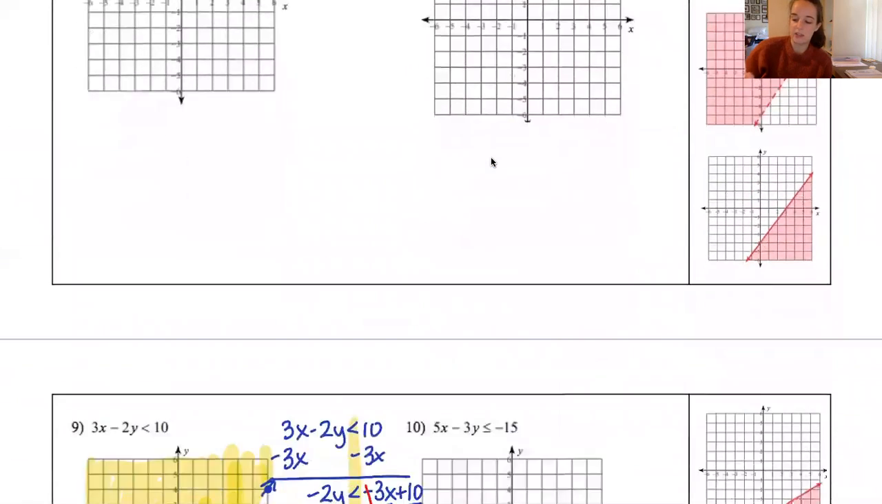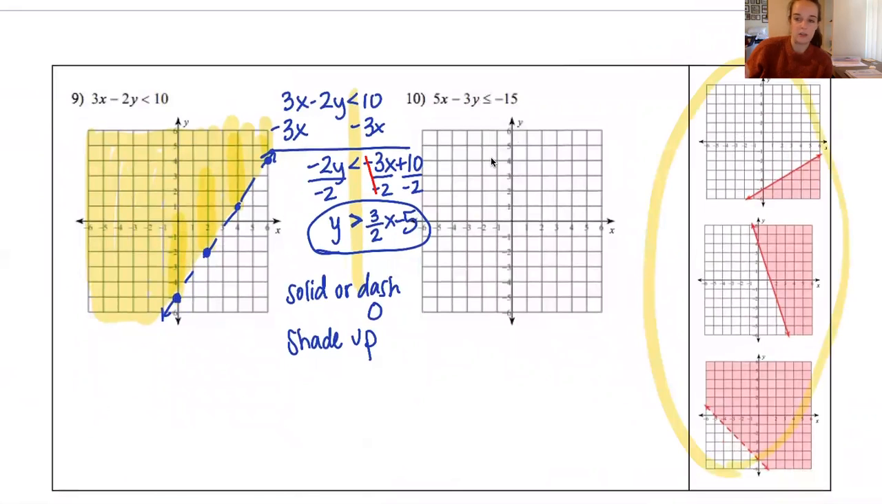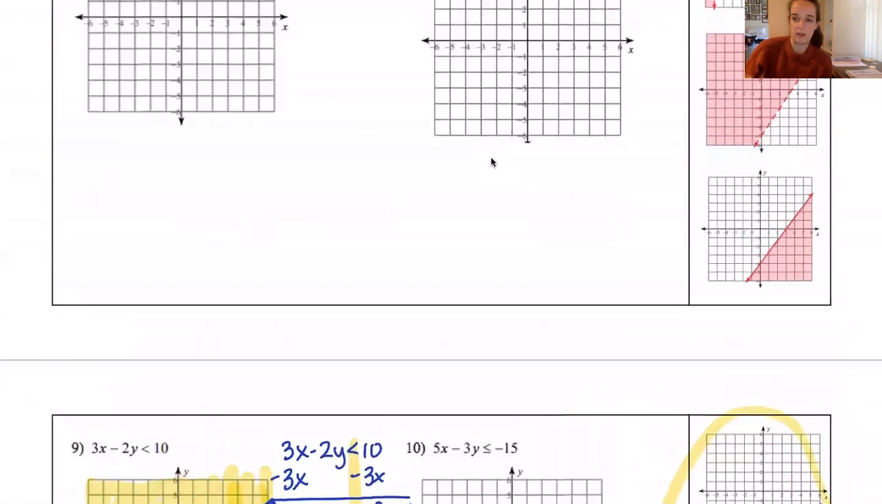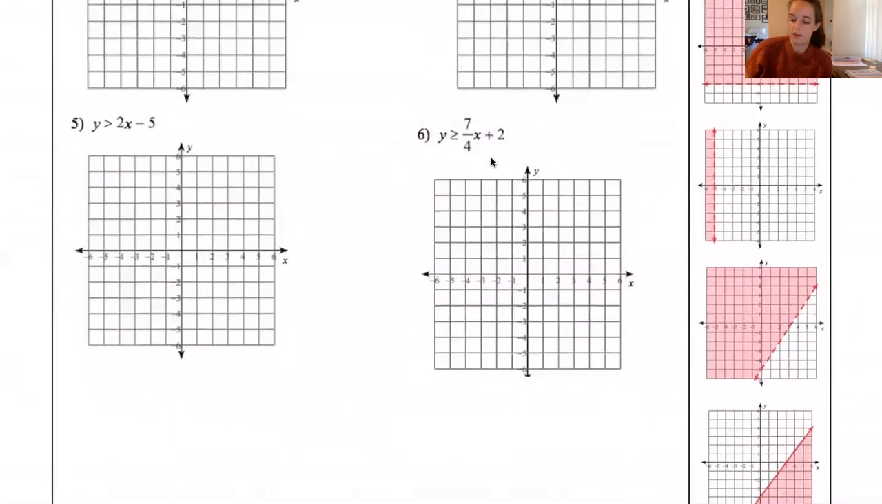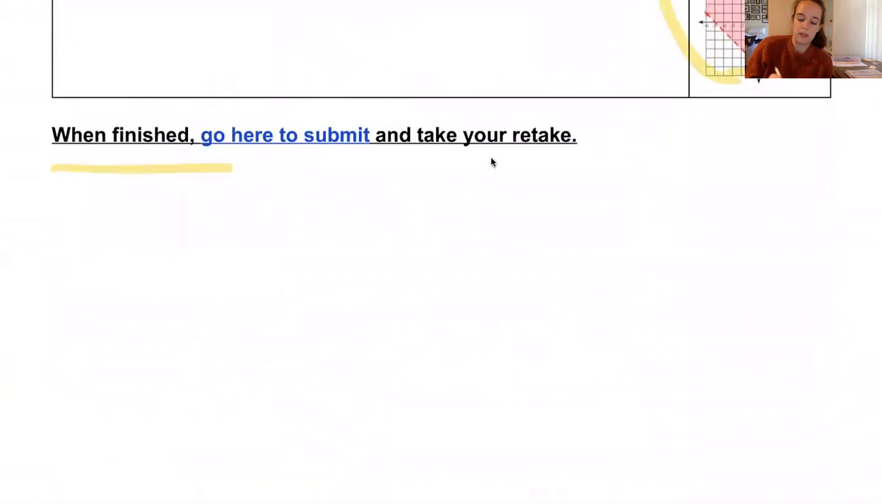You can see your answers are along the side here. So if I was looking for this one, I would say, okay, here it is, right there. So I found my answer. I know that I'm correct. When you're finished with your problems, you're going to go to this link and take your retake. So you'll take a picture, take your retake. Okay, that's number 7.